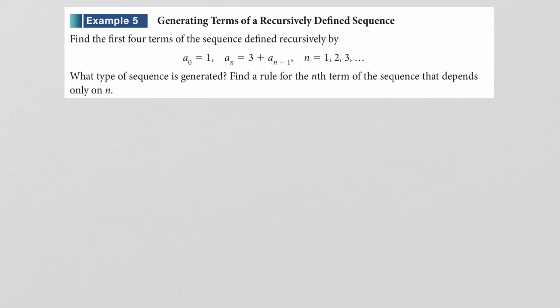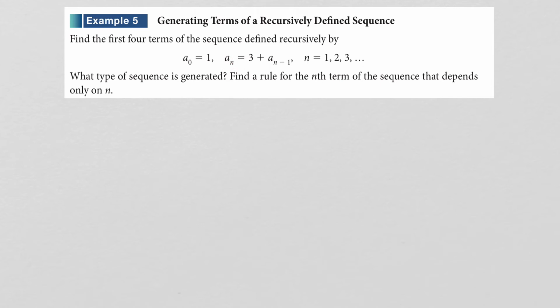Next, we look at an example of a sequence defined recursively. So what does that mean? Well, notice that they tell you that a0 is 1, so the first term of the sequence is 1. And then they tell you to get an, you're going to take 3 plus an minus 1. So what that means is to get an, you take the number 3 and you add it to the term of the sequence that came before n.